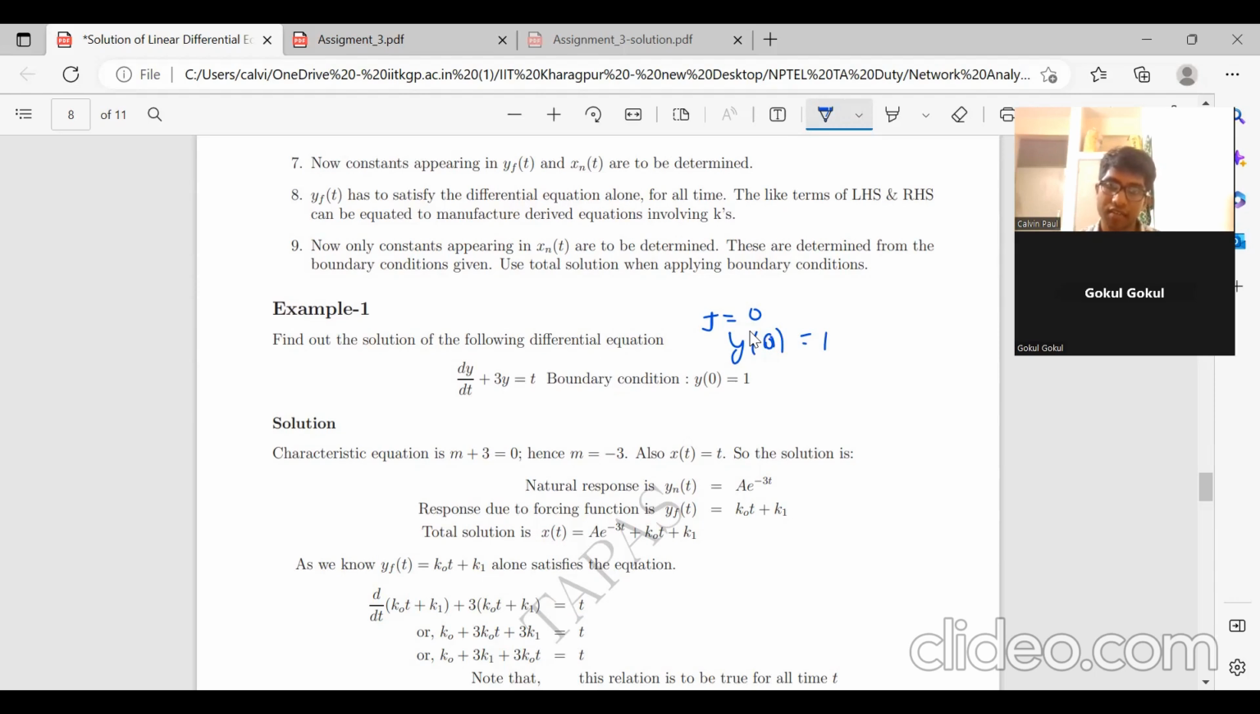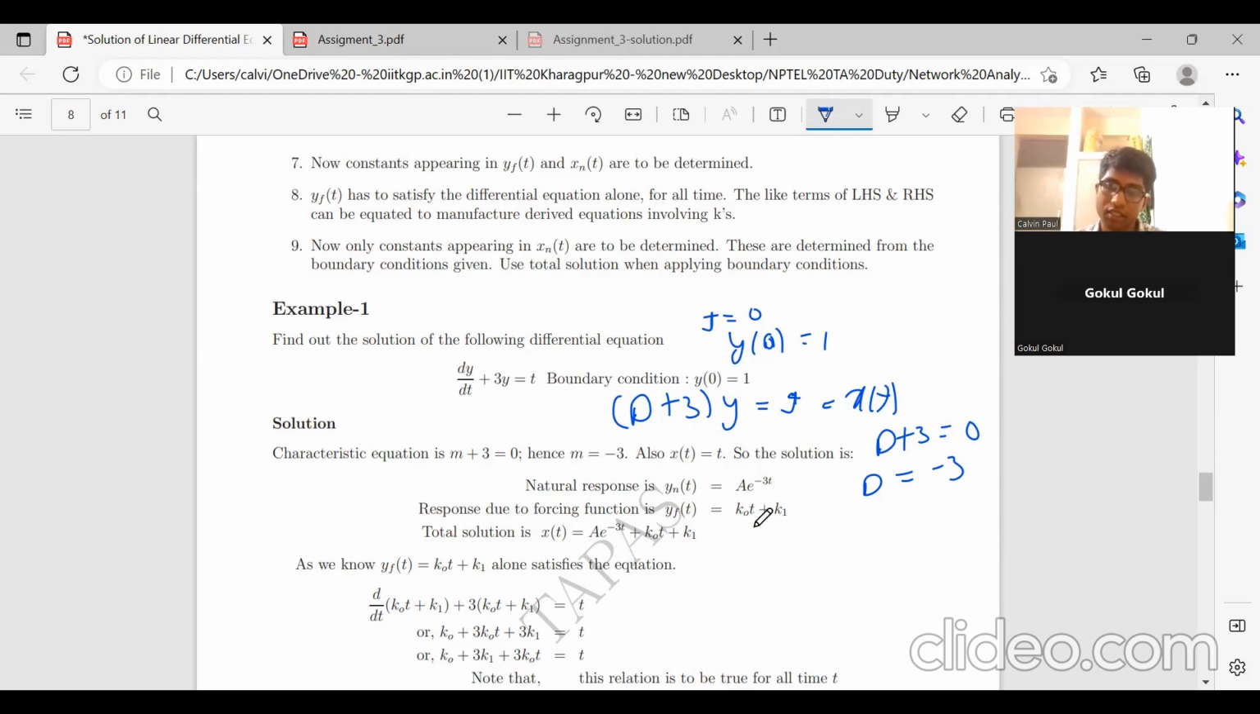So this is the differential equation which we want to solve. We write it in terms of the operator D. It becomes D plus 3 into y equal to t. t is our forcing function, x of t. Now our characteristic equation will be D plus 3 equal to 0, so we get D equal to minus 3. That's why we write the natural response yn of t is equal to a into e to the power minus 3t.